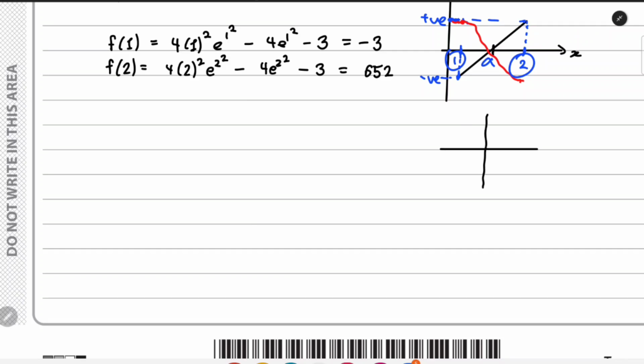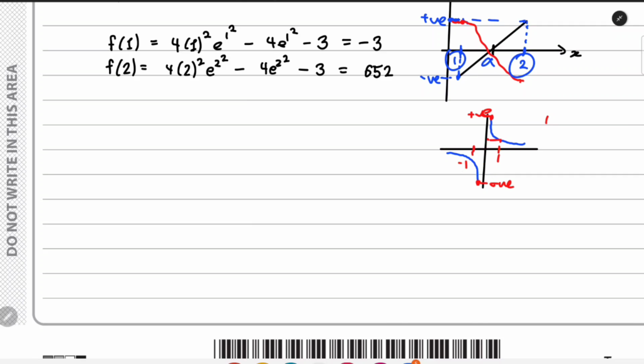An example for the requirement of this is 1 by x. Now this is the graph for 1 by x. If I look over here, this is a negative value and this value over here is positive. So if I take 1 and minus 1, for 1 we'll get a positive value, for minus 1 we'll get a negative value. But in between 1 and minus 1, the curve does not cross the x-axis.